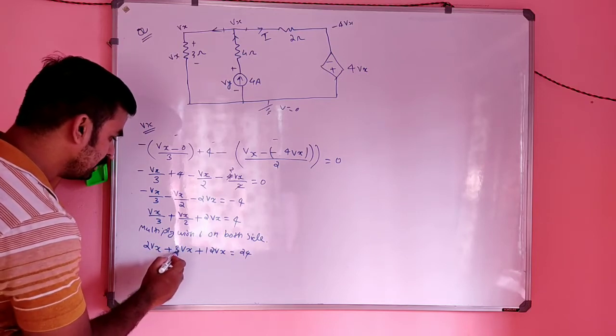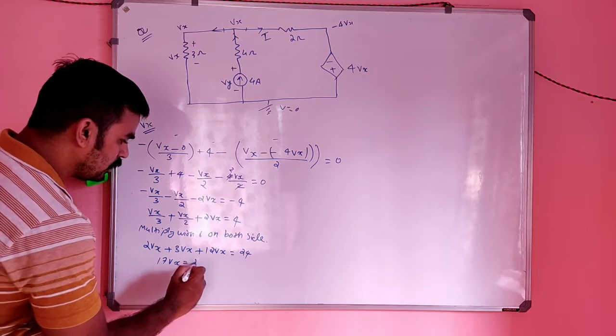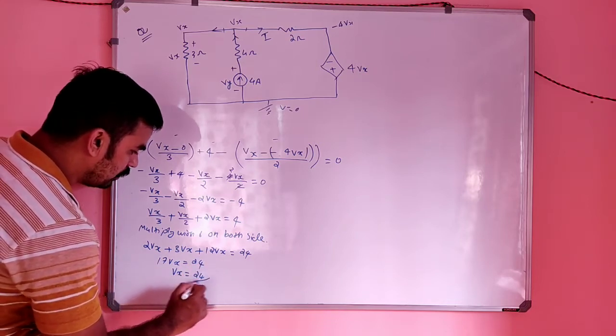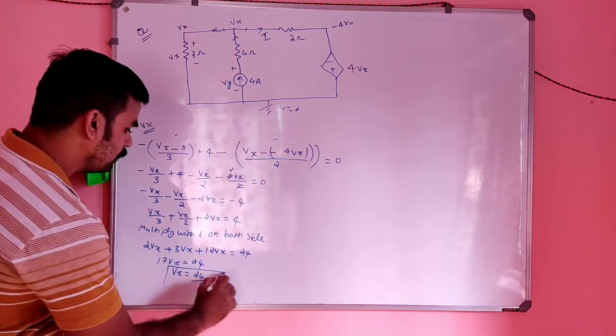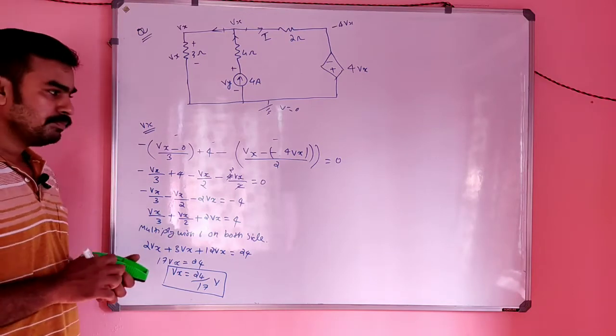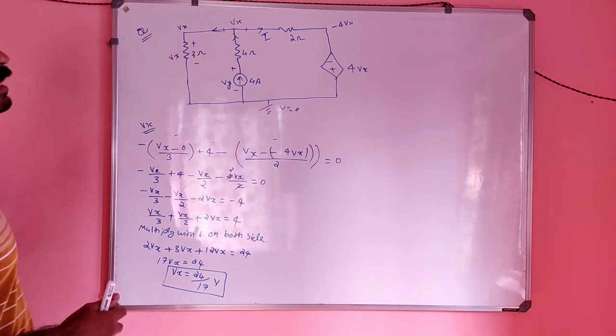It will become 17Vx equal to 24. So Vx will be equal to 24 divided by 17 volt. So this is the value of Vx now. Is it clear? So now you have the value of Vx.